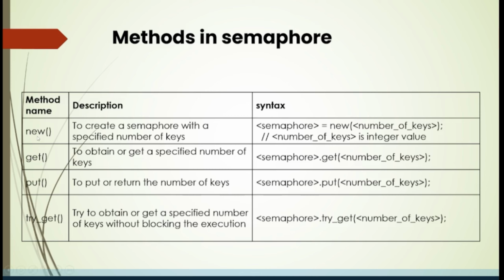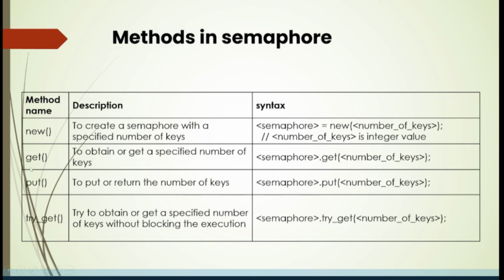So in order to have those keys, you will be using that new keyword. If you want four keys, you will give new of four. That means four keys will be created. Okay, clear? So new means creating the keys for that particular process. The process here is nothing but a lock, a lock with four keys.